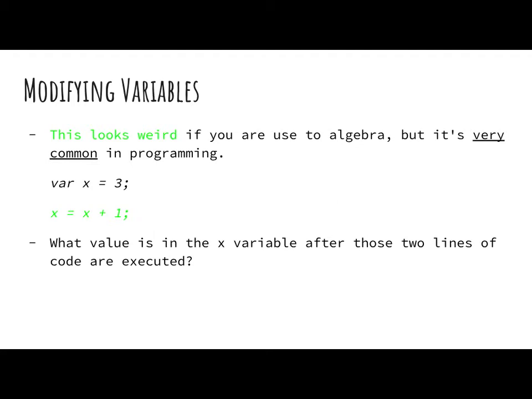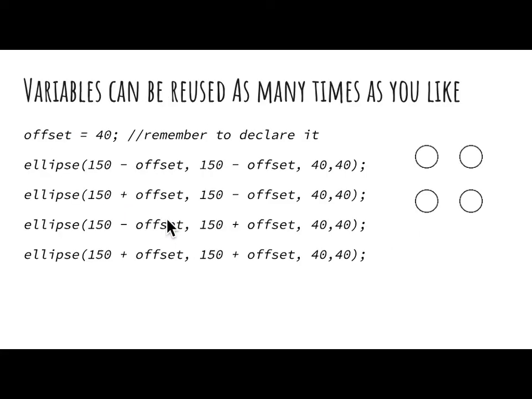If you're thinking 4, that is correct. 3 is initially put into the right-hand side. Imagine 3 plus 1, and then 4 is stored into x. So at this point in your code, x will have the value 4. At this point, var x is still 3. Before here, var x doesn't exist. And you can use this in neat ways. For example, with an offset variable being used, you can now offset 4 different ellipses and have 4 times the symmetry.